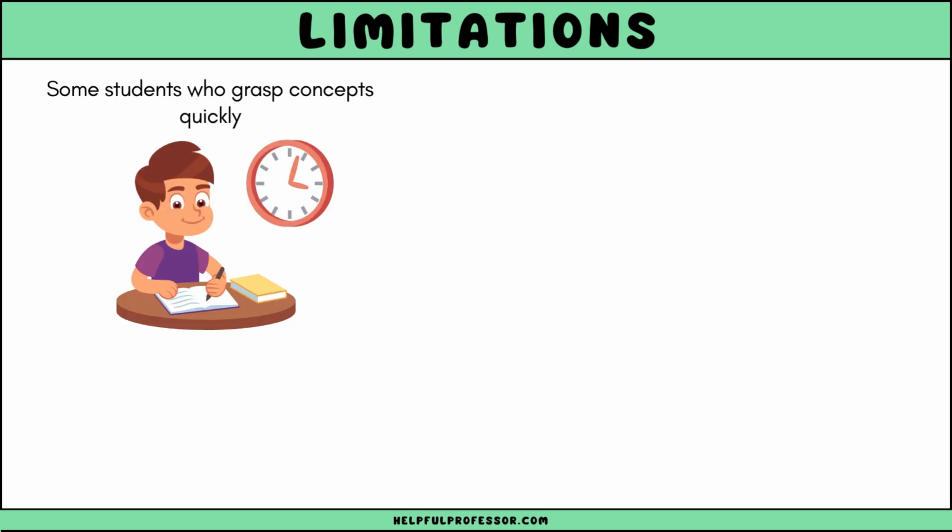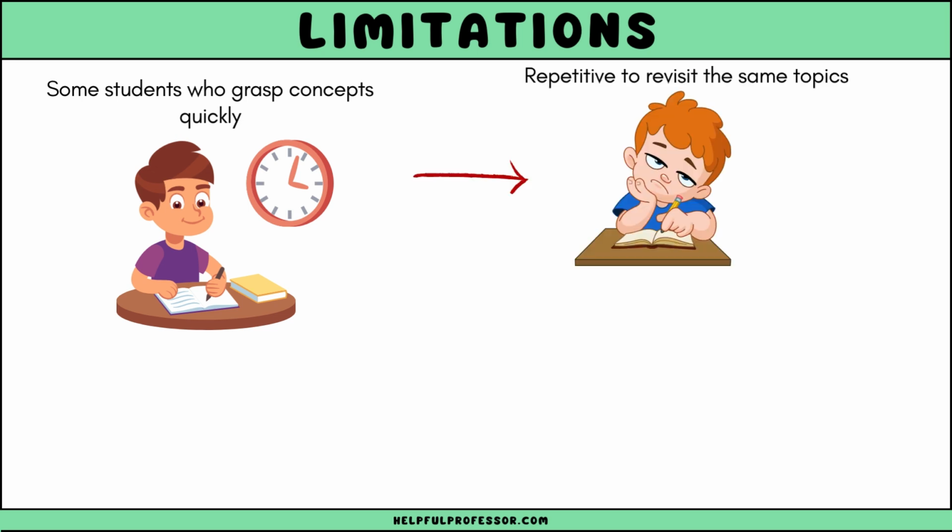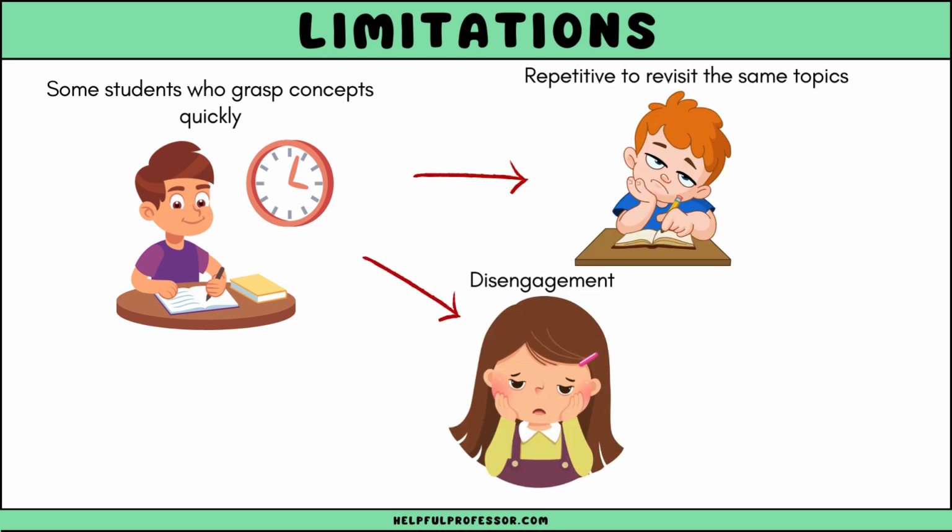Another limitation is the potential for redundancy and student boredom. Some students who grasp concepts quickly may find it repetitive to revisit the same topics. This can lead to disengagement if not managed carefully by varying the context, applications, and depth of content in each cycle.